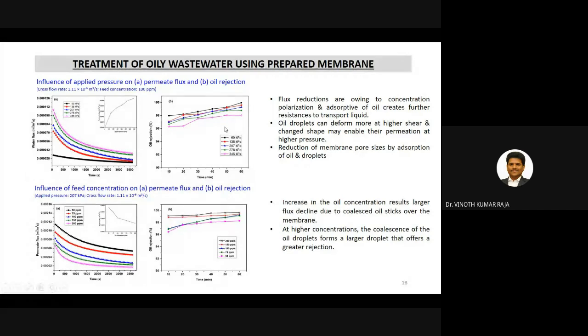That is the reason. And the percentage of oil rejection slightly increases with increasing duration of the microfiltration run. You can see here we conducted a 1 hour study. The percentage of oil rejection increases with the microfiltration duration. This is due to the reduction of membrane pore size that takes place by adsorption of oil droplets on the membrane surface, and the fabricated membrane exhibits excellent rejection performance by having the additional layer on the membrane surface.